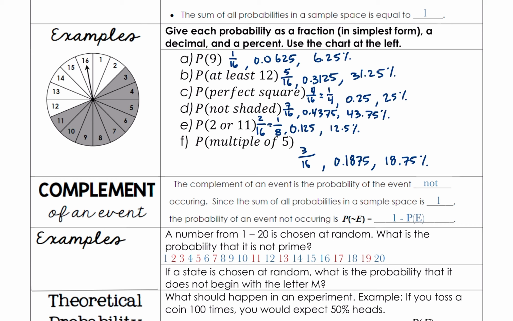So we've got 2, 3, 5, 7, 11, 13, 17, and 19, which is 8. We have 8 prime numbers. And how I would find the complement of that is I'd do 1 minus the 8 out of 20 numbers. 1 minus 8 over 20 is going to give me 12 over 20, which is going to simplify down to 3 over 5.